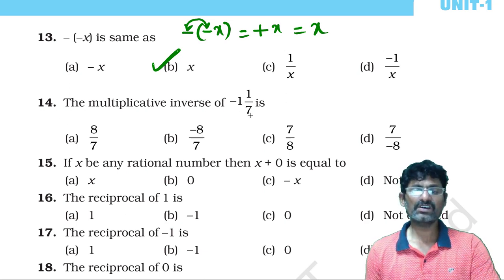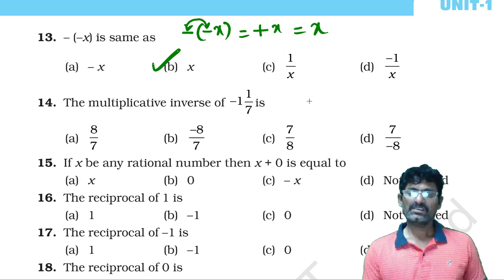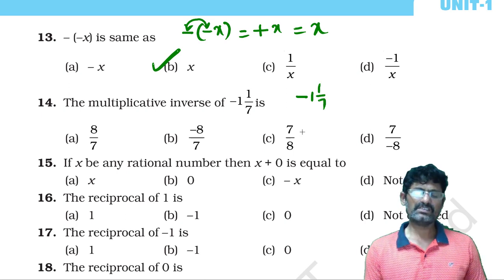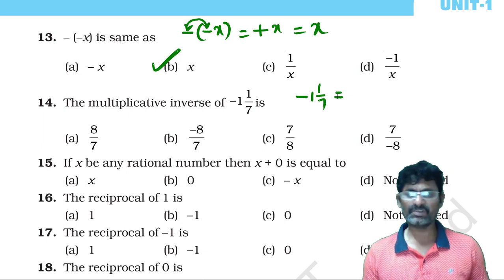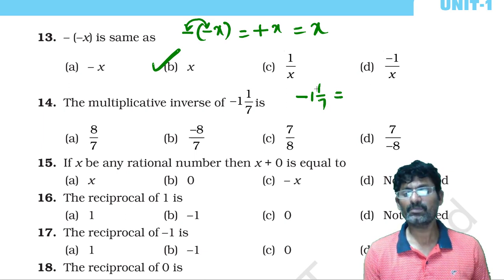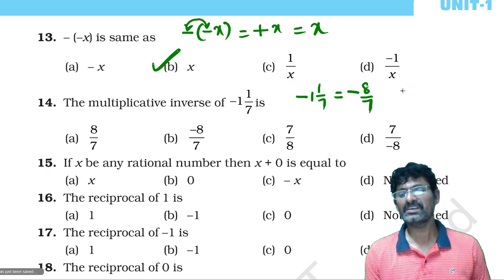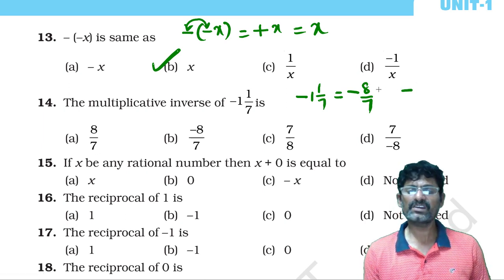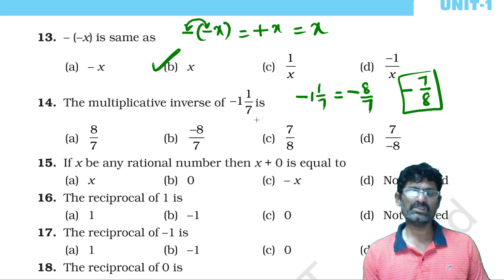The multiplicative inverse of negative 1 by 7 is. Before answering this question, let us write negative 1 by 7. This is a mixed fraction. Now let us convert this into an improper fraction. We know that 7 times 1 is 7, plus 1, so that is 8. So negative 8 by 7. So the multiplicative inverse of negative 8 by 7 is negative. Switch the numerator and denominator, that means 8 by 7 we write as 7 by 8. So this negative 7 by 8 is the multiplicative inverse of negative 1 by 7.